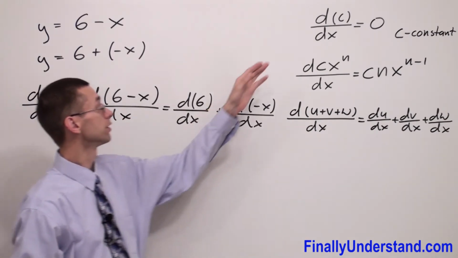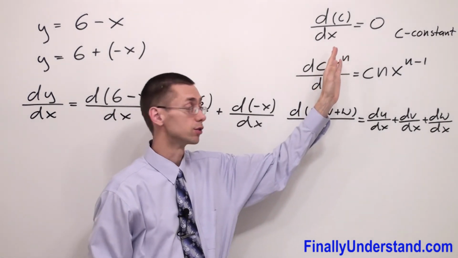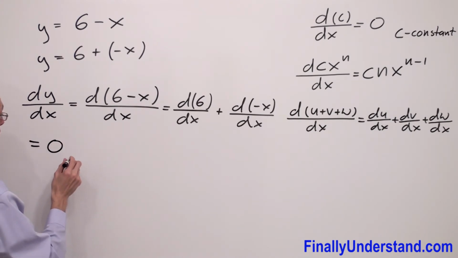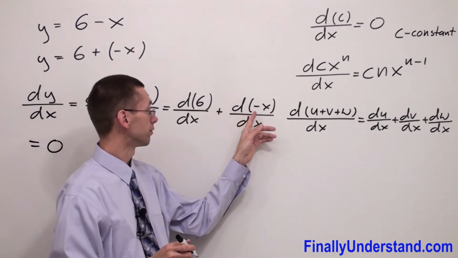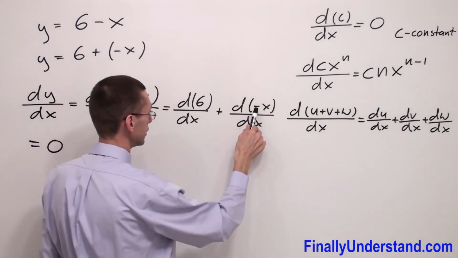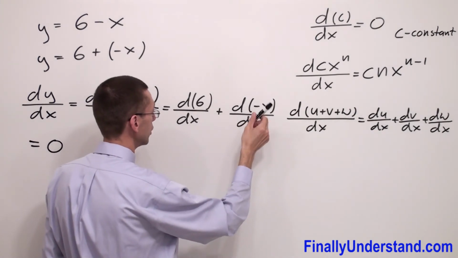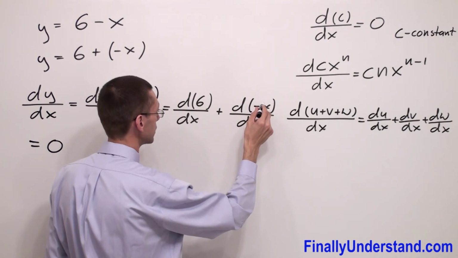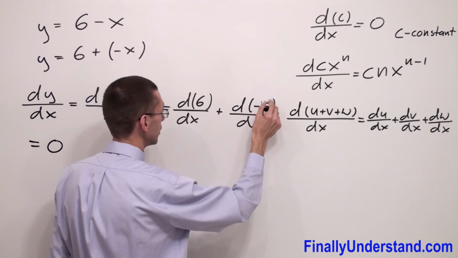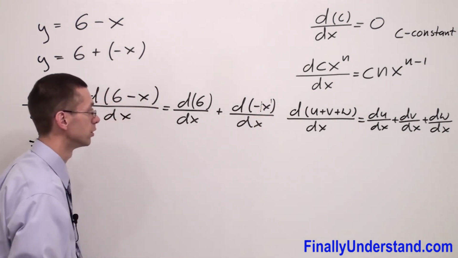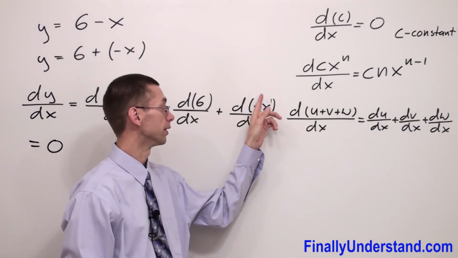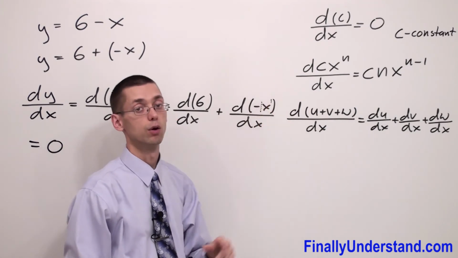a constant. We said that the derivative of a constant is always 0. So that's why I'm going to have 0. And this is the derivative of x, with the negative sign, I suppose, so the derivative of negative x. Please keep in mind that there is always an invisible 1 in front of x, and there is always an invisible power 1. Anytime we have just simply x, there is always an invisible coefficient 1, and there is always an invisible power 1.